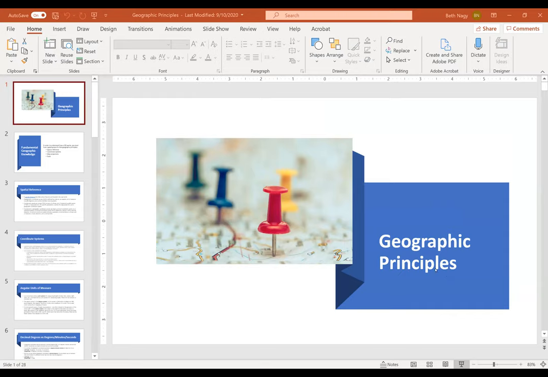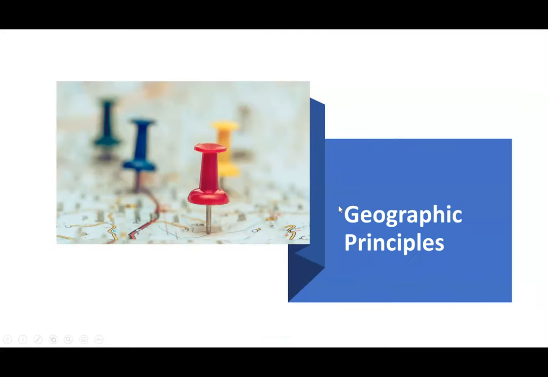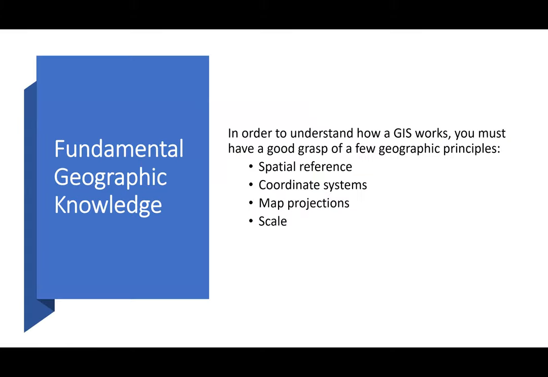We are going to talk about geographic principles today, a little bit more of following up on cartographic principles, but a little bit different. Cartographic is about map production and how those elements in map design help aid the reader and explain the things that you're doing through the map product. Geographic principles are a little bit different. They're a little bit more of the foundational geographic knowledge that's part of GIS.